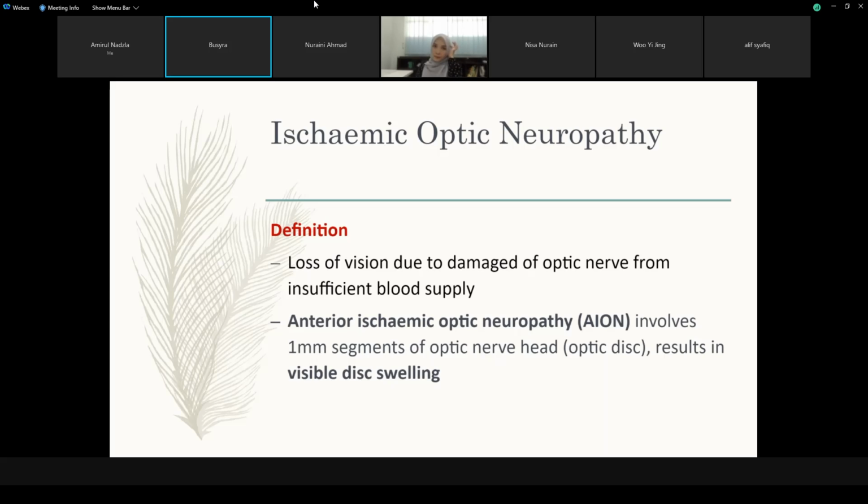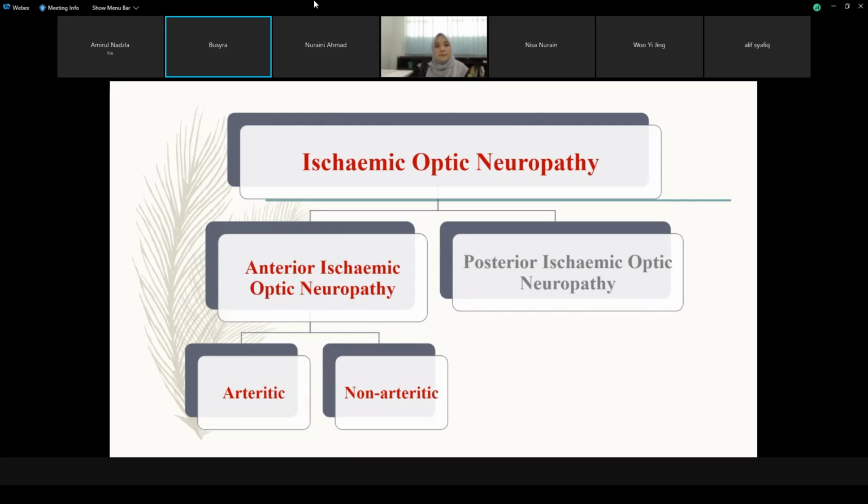Okay, next. So the difference between anterior and posterior is that anterior affects the optic disc and also the optic nerve that is supplied by the posterior ciliary artery, while posterior is ischemia in the posterior part and other parts of the optic nerve. This is less common than anterior. The anterior ION is then further divided into arteritic and non-arteritic. Next.